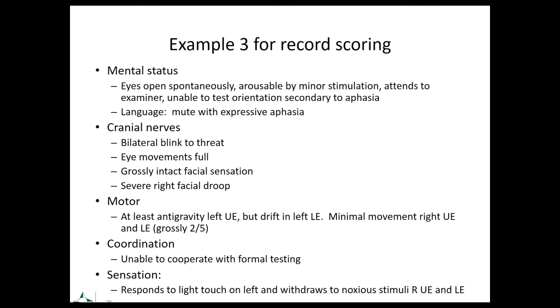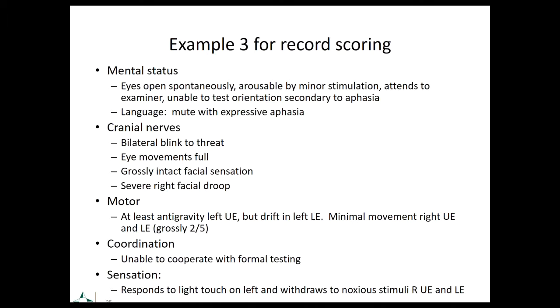So on language, he was mute with expressive aphasia. Cranial nerves, he had bilateral blink to threat, so this is a gross assessment of his visual fields. His eye movements were full. He had grossly intact facial sensation, but he had a severe right facial droop.